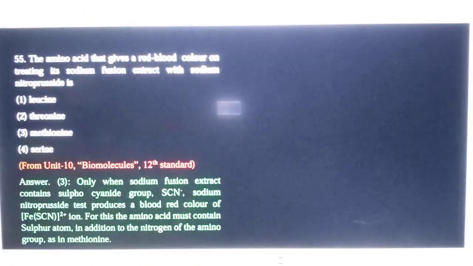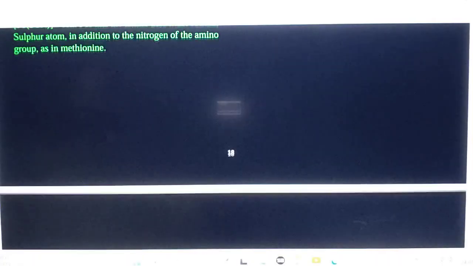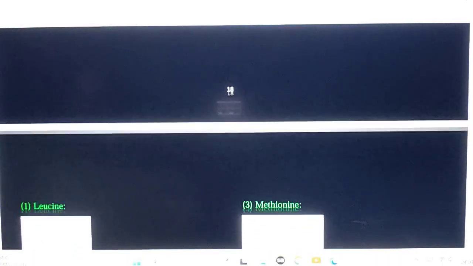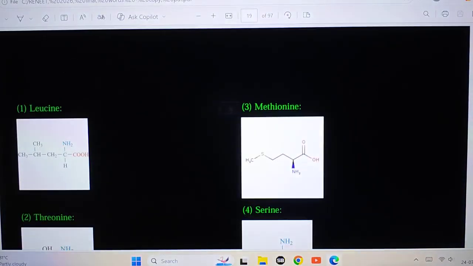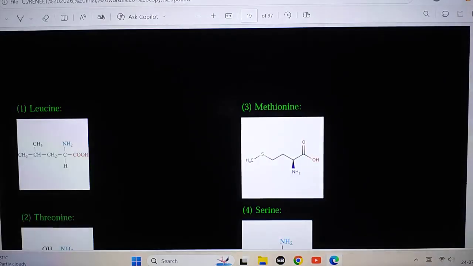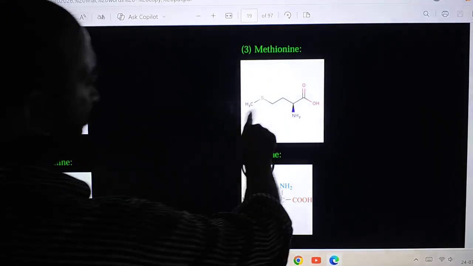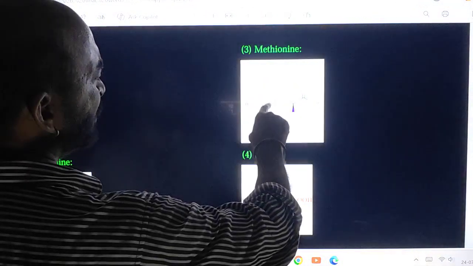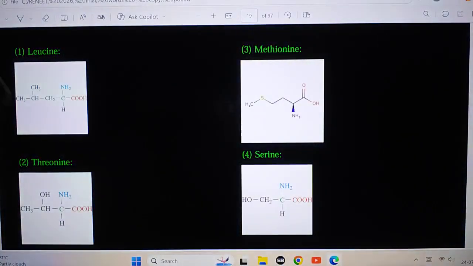So our answer for this question is methionine because it contains a thioether linkage. I have a doubt whether it is clear, since the background of the image is white. I am not sure whether you can see it clearly. It is methionine. It has a CH2 S CH3 group in the place of the R group.